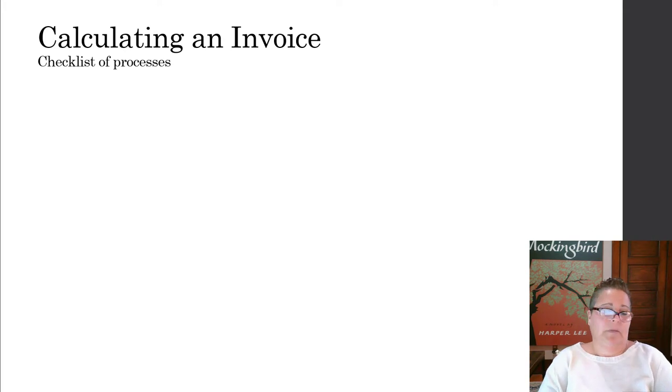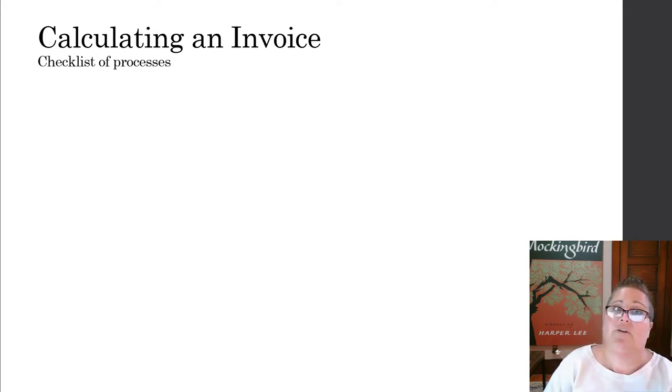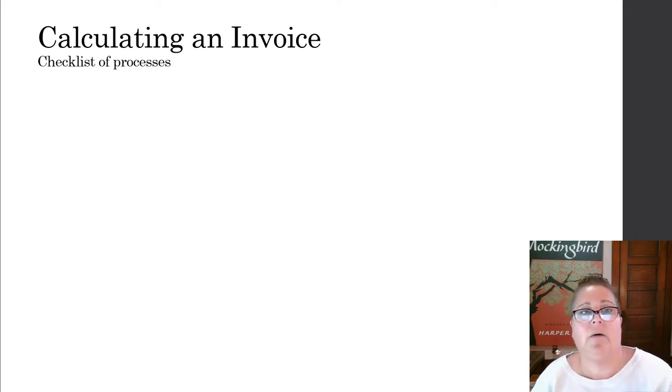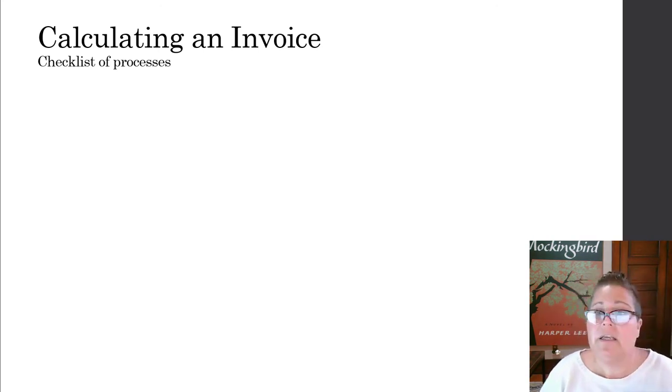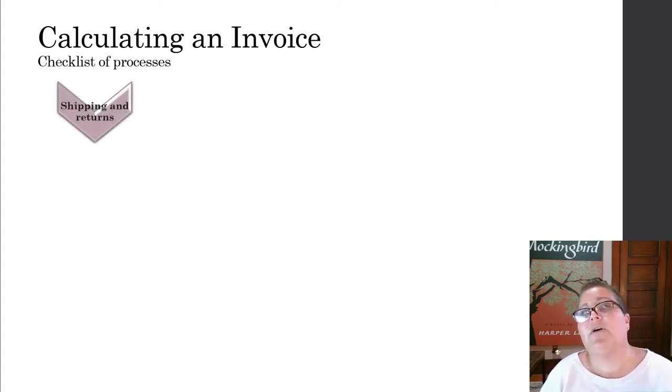There's a lot. So I have a little checklist for your processes. This can be helpful if you're not sure what order to do things in. Some of you are linear thinkers like me, and you appreciate having a concrete checklist. Here we go. When you're given an invoice with a lot of information on it, the first thing you want to do is look to see if there is any mention of shipping or returns.